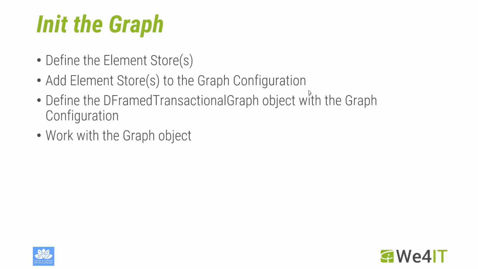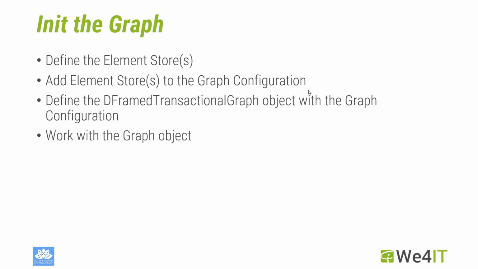Okay, before I show you code, it's just about talking the theoretic basics. Before you can work with the graph stuff in your Notes application, you have to define the element store, or element stores if you want to use more than one. In my demo, I will only use one element store, a separate element store, which is not the application itself, so it's a separate database. You add those defined element stores to the so-called graph configuration. And then you define the final graph element, which is called a DFramedTransactionalGraph, with all those inputs you created before. And then you can work with it.